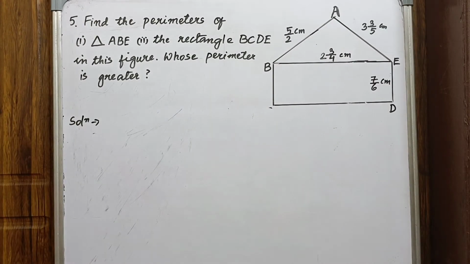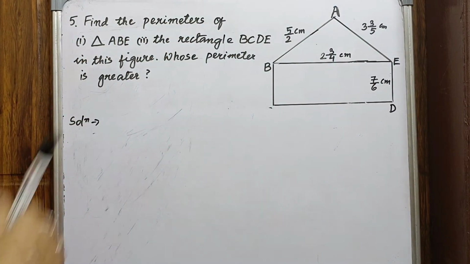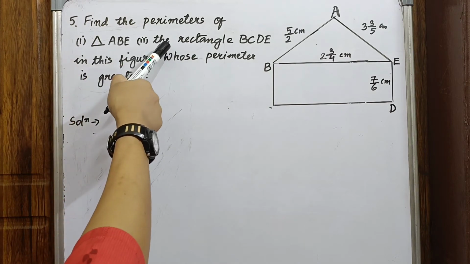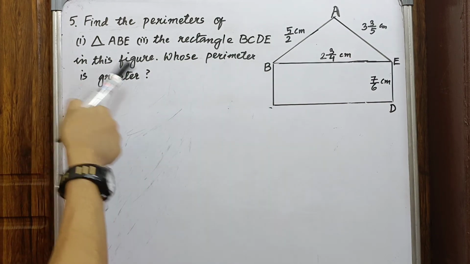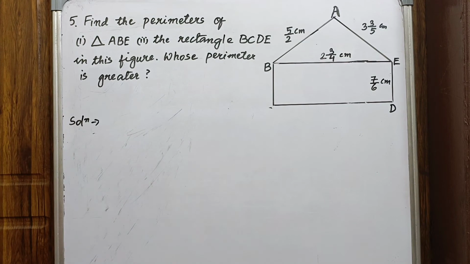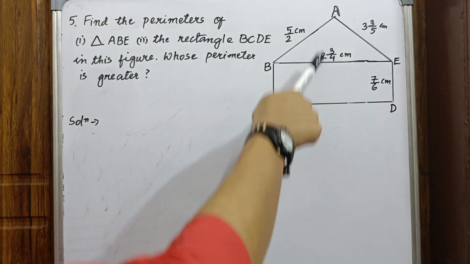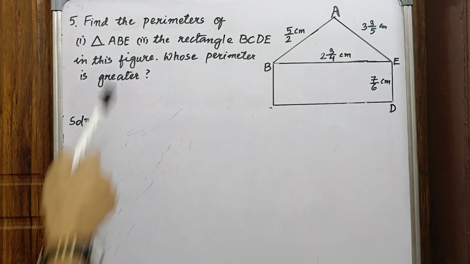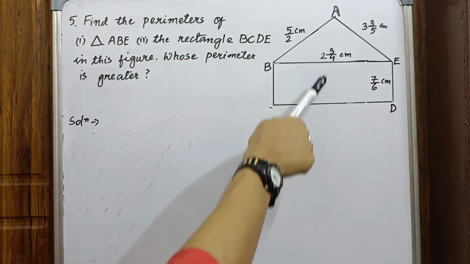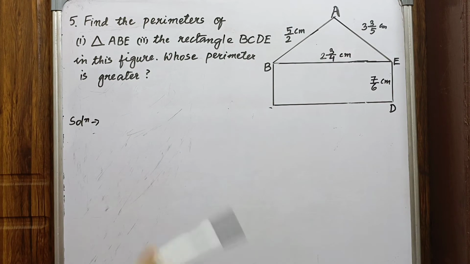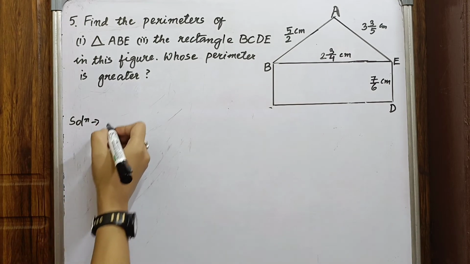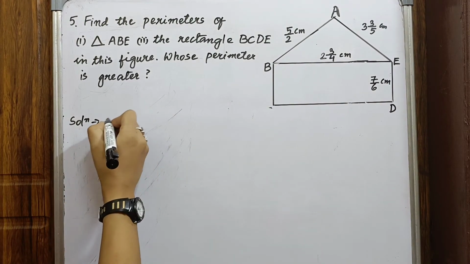See question number 5. Find the perimeters of triangle ABE and the rectangle BCDE in this figure. Whose perimeter is greater? So in this diagram, two figures are given. One is the triangle and the other is the rectangle. We have to find the perimeters of this triangle and the rectangle, and after finding out, we'll see whose perimeter is greater. So first let us find out the perimeter of the triangle.